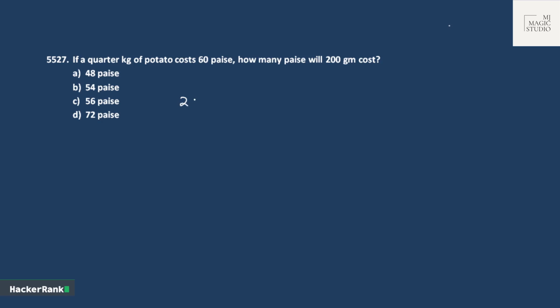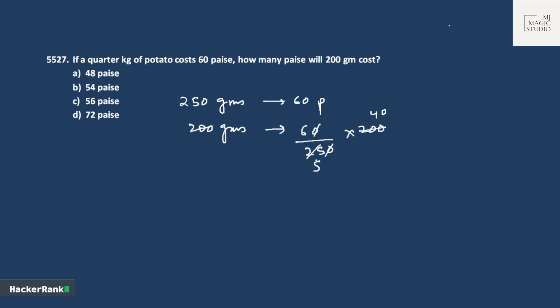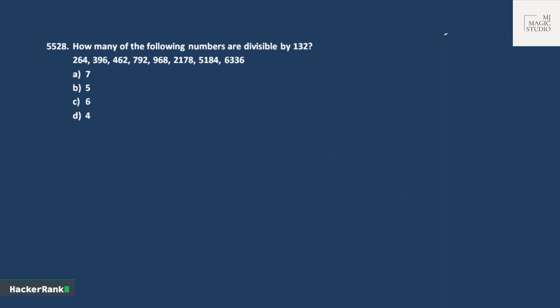Quarter kg means 250 grams. 250 grams potato costs 60 paise. How many paise will 200 gram cost? Simple unitary method: 60 by 250 into 200. Gone. 5. And this 5 will be 40. That is 8. 8 into 6 is 48 paise. Option A.